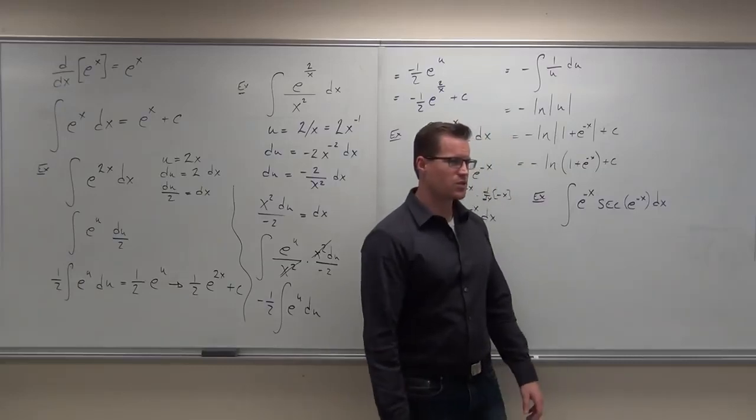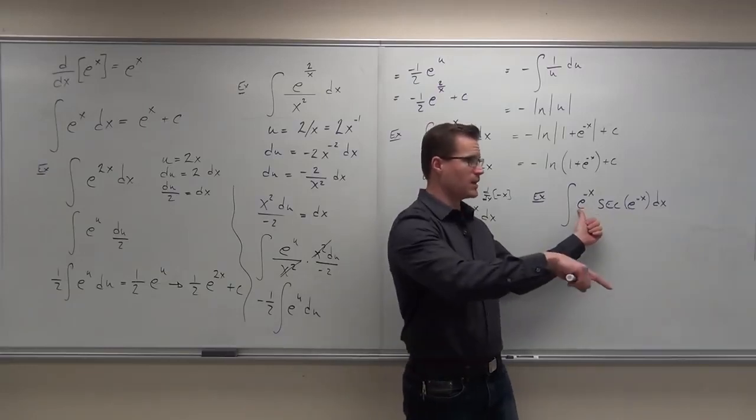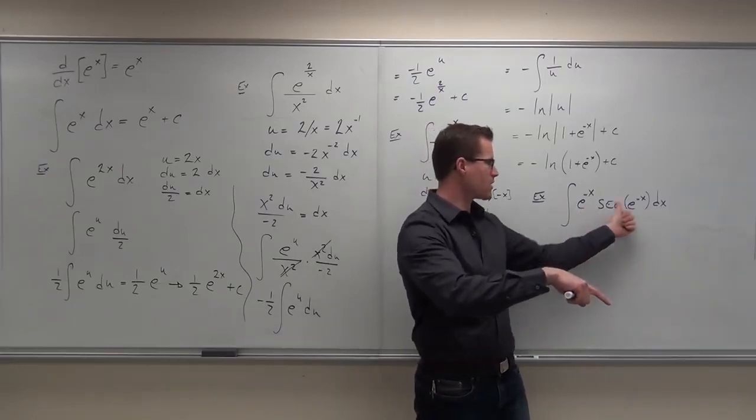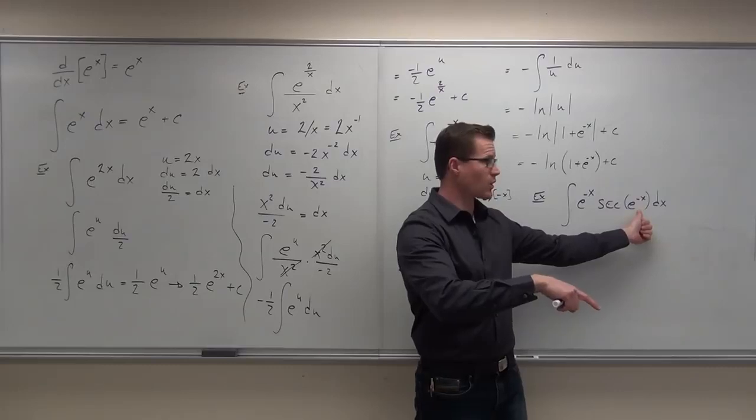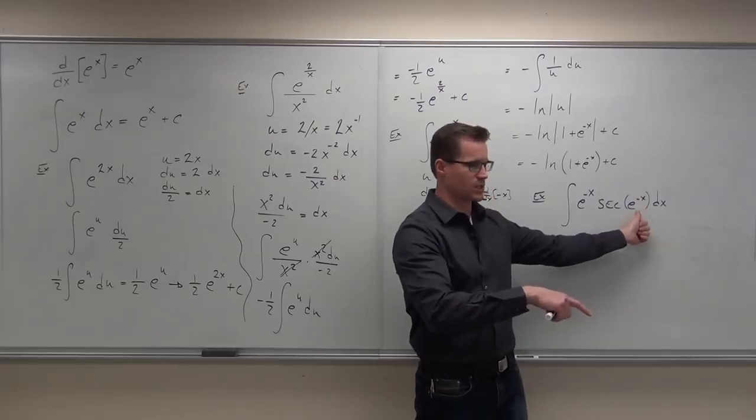Would a substitution be good for this e to the negative x? No. If you picked it, you'd get it back again. But will this get rid of this? Cross this out? No, this is the argument of the angle. You cannot cross that out, okay? Argument of secant, you can't cross that out.